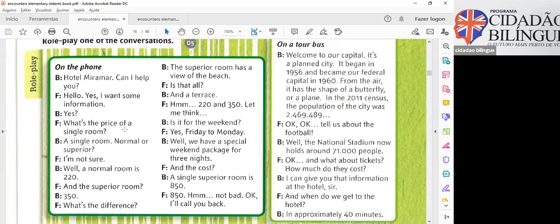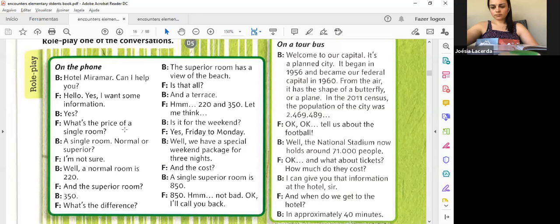Tell us about the football. Well, the National Stadium now holds around 71,000 people. Okay, and what about tickets? How much do they cost? I can give you that information at the hotel, sir. And when do we get to the hotel? In approximately 40 minutes.